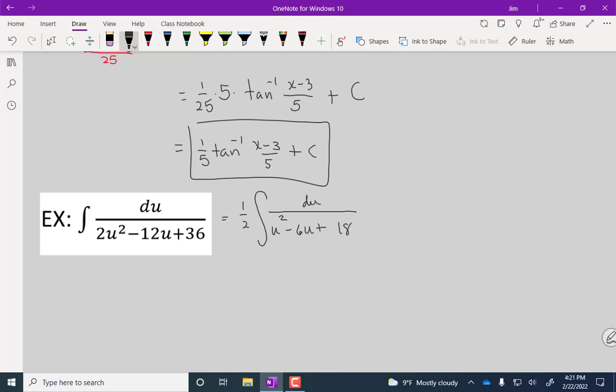Oh, yeah, sorry. And that too is in the denominator. So it should be 1/2 up front.